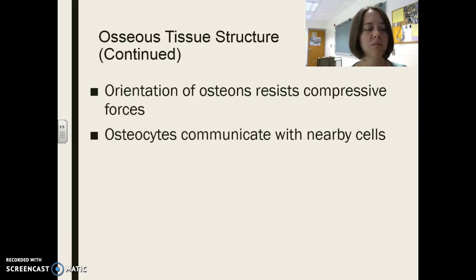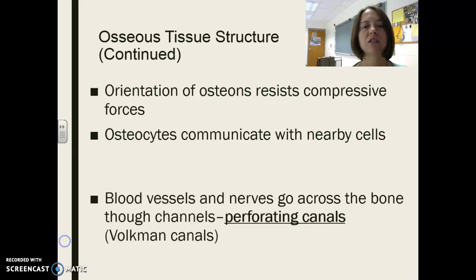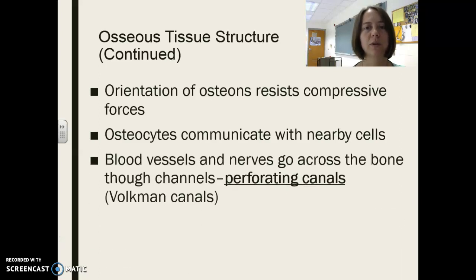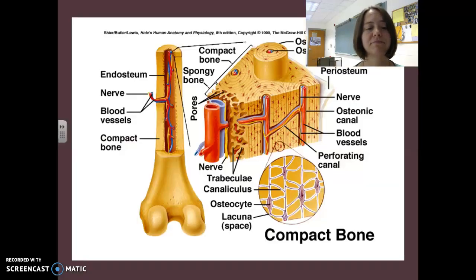And also, looking at that picture, you can see that the osteocytes can communicate with nearby cells, that there are little canals going between the osteocytes. There are blood vessels and nerves that go through the bone through channels called perforating canals, or perhaps also Volkmann canals, and that helps nourish the bone. So there are nerves that go through bone, so if you break a bone, it will hurt.